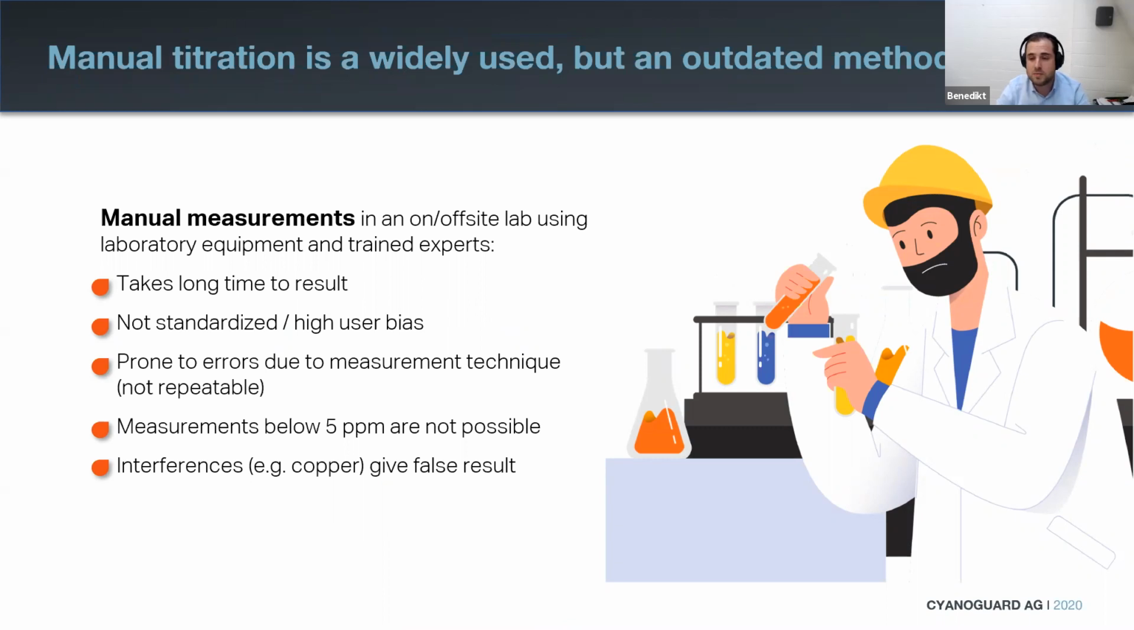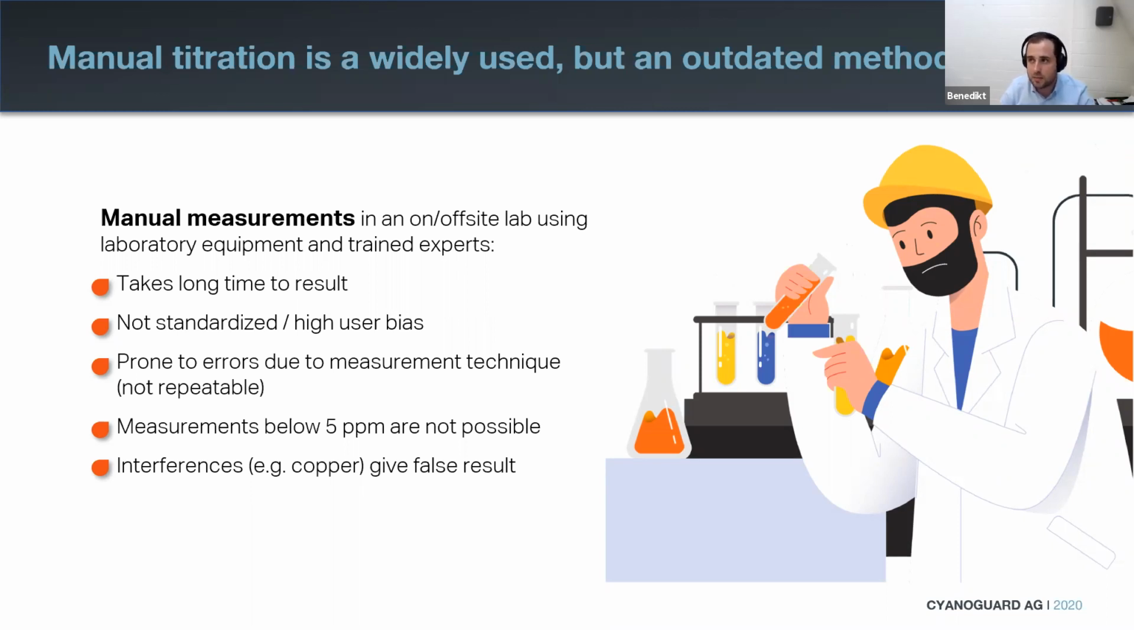The most obvious and the most common problem is it's a non-standardized measurement, meaning different operators will perceive the color change differently and therefore get to different results. And this is the first issue. And the second issue is more in a chemical nature. The silver nitrate titration is very common to interferences like copper. And with these interferences, you get an artificially high result in the case of copper, which then makes it impossible for you to optimize your cyanide concentration and have the right amount in your process.